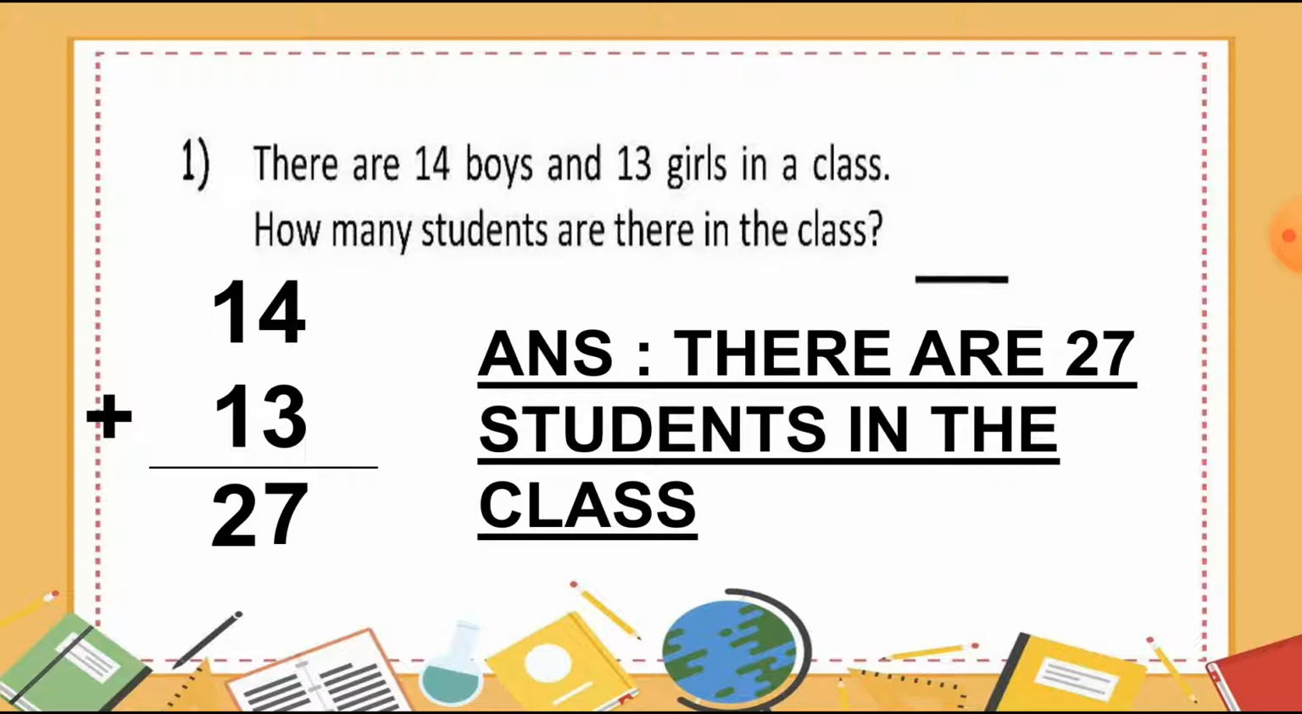So we can write the answer this way, that there are 27 students in the class. So here we write the answer 27. You can see this. We can write down the answer in a sentence also. There are 27 students in the class.